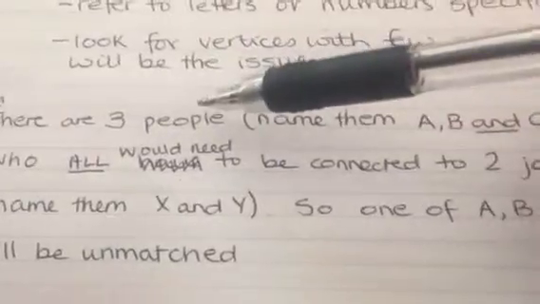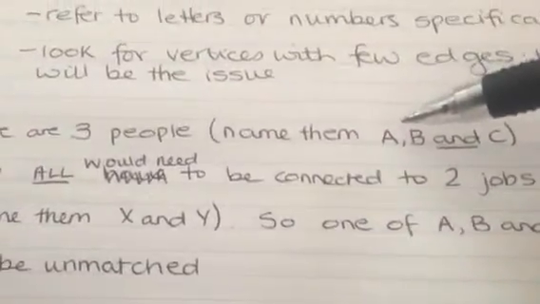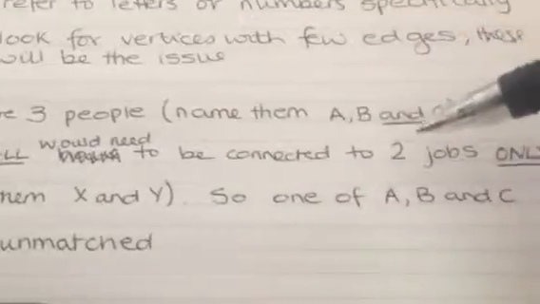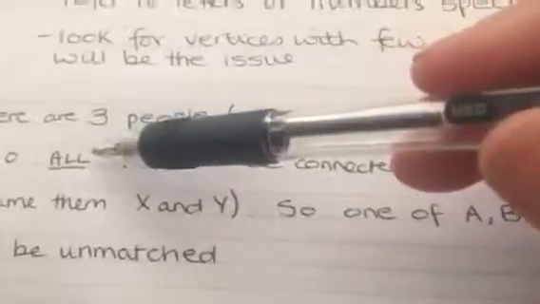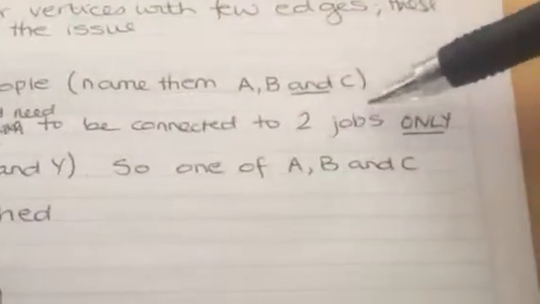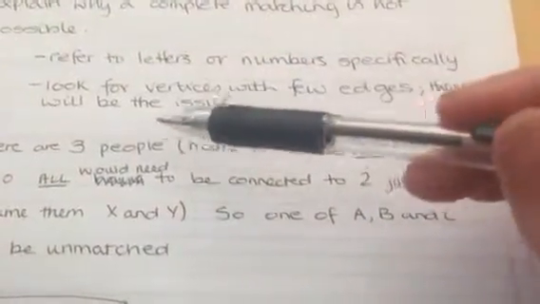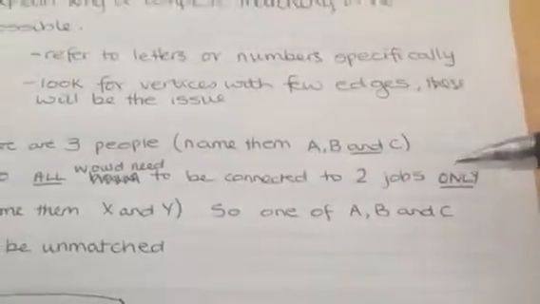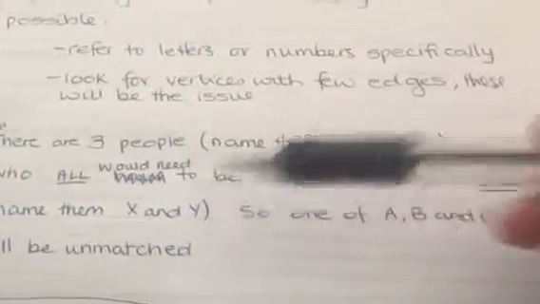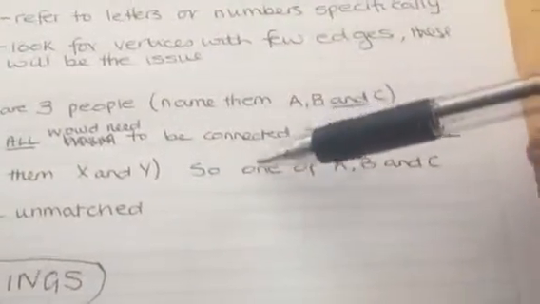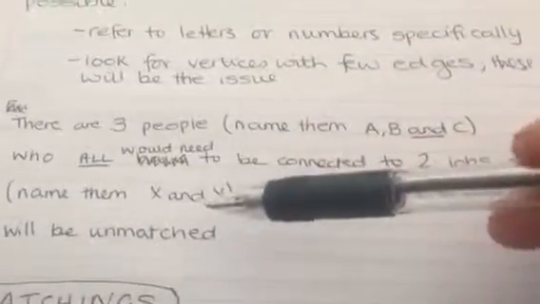There are 3 people, and name them, who all would need to be connected to 2 jobs only. Make sure that you've recorded that all 3 people need to be connected to 2 jobs only. Make sure you use the word only. Name the jobs as well. So there are 3 people who would all need to be connected to 2 jobs, or you might have there are 2 people who would need to be connected to 1 job only. Make sure you name them and then sum up by saying, so one of A, B and C would need to be unmatched.